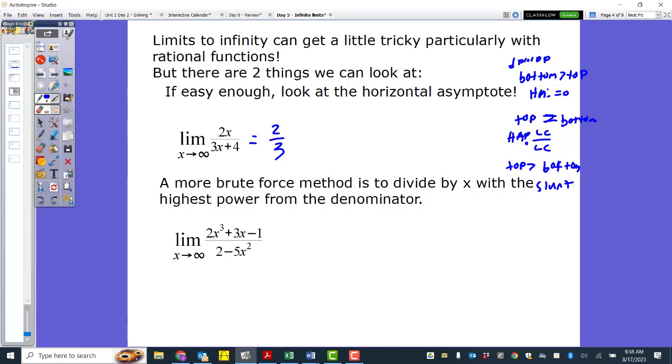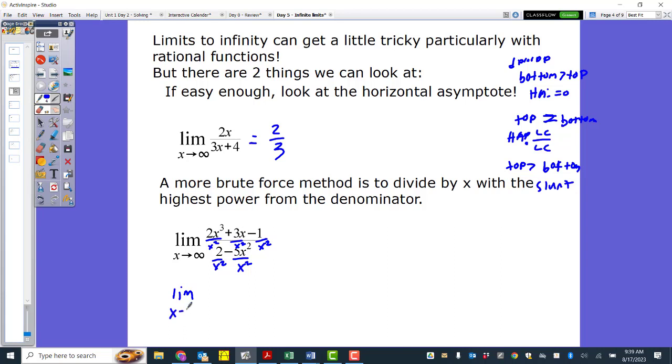Like, for example, this one, we have x cubed and x squared. That's a bigger degree on top. That means it's a slant asymptote. So we're going to use our brute force method to deal with this one. The brute force method is we look for the biggest degree on the denominator, so that's going to be x squared, and we're going to divide everything in the problem by x squared. Everything gets divided by x squared.